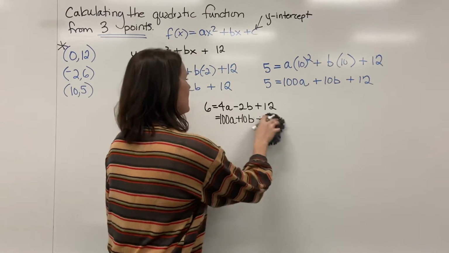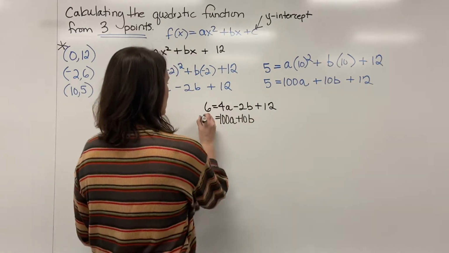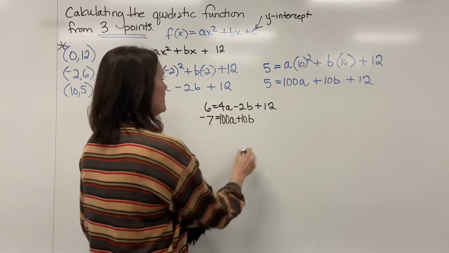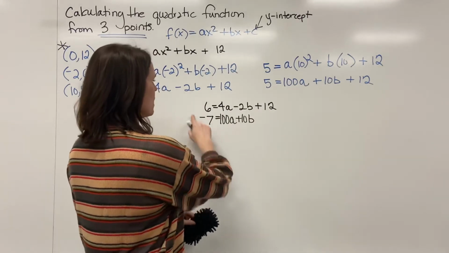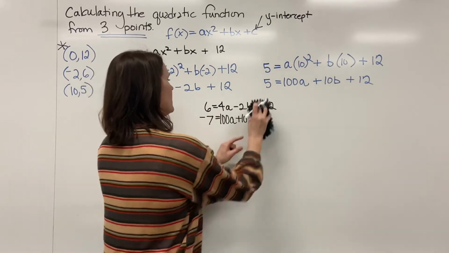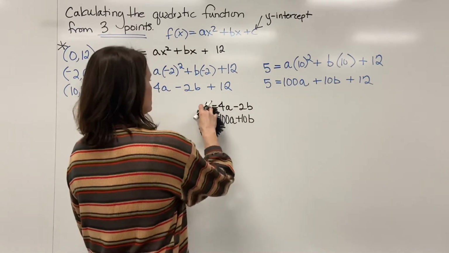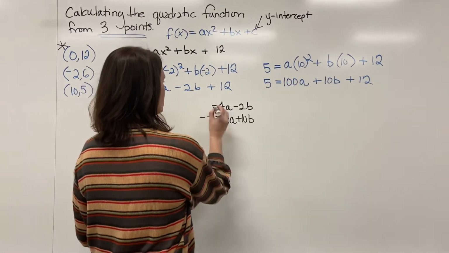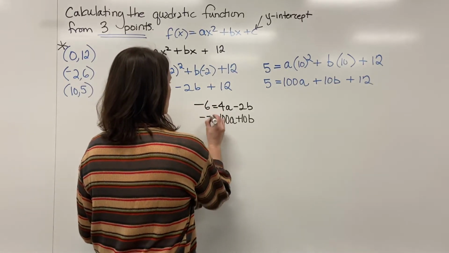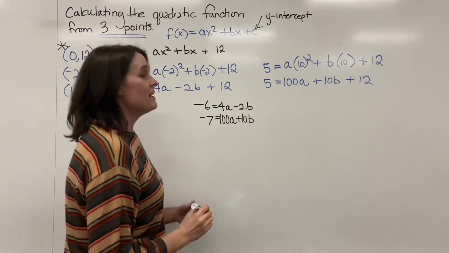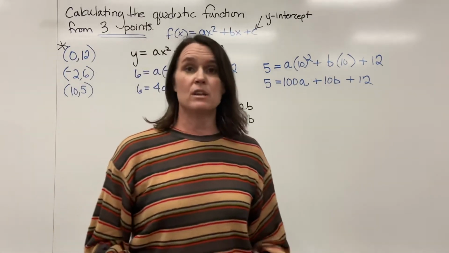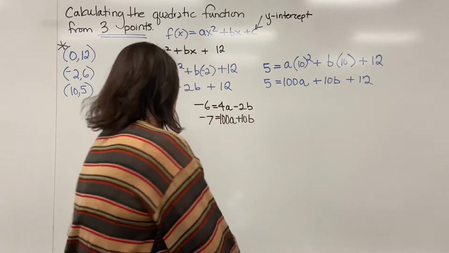So I'm going to subtract that 12 over, and that's going to be -7 here. Same thing here. I'm going to subtract the 12 to the other side, and that would be -6. So 6 minus 12 is -6. Okay, so now I have this set up as a system that I can use elimination to solve.